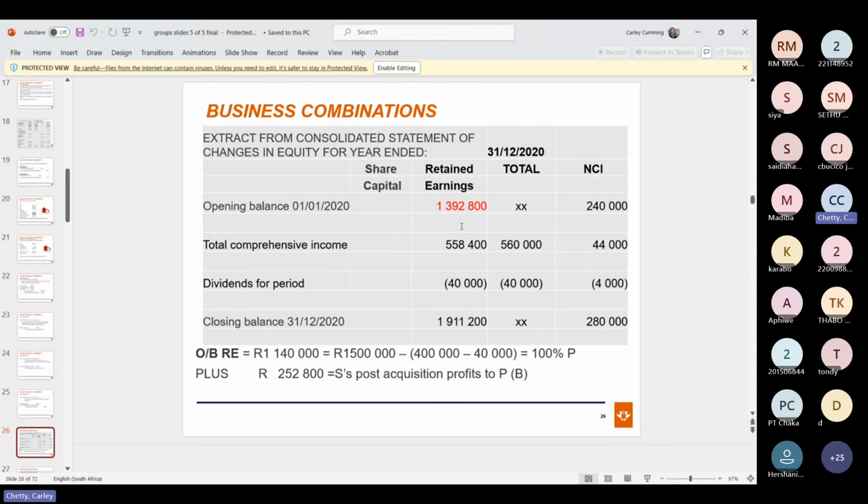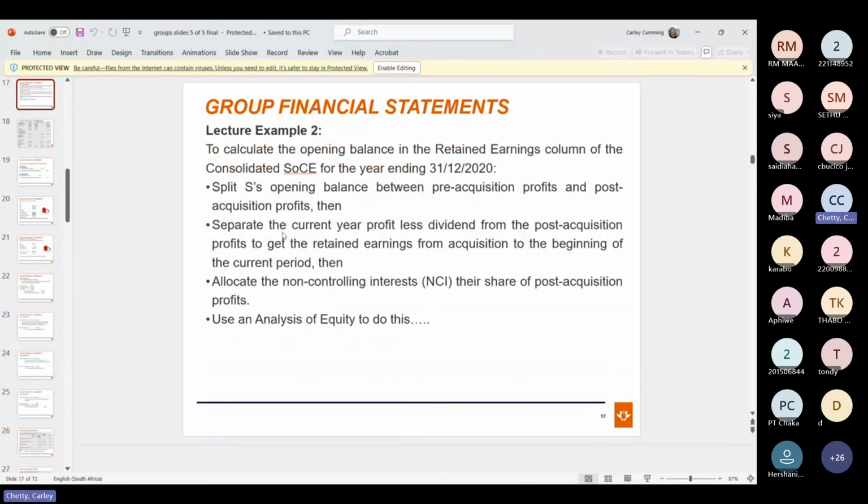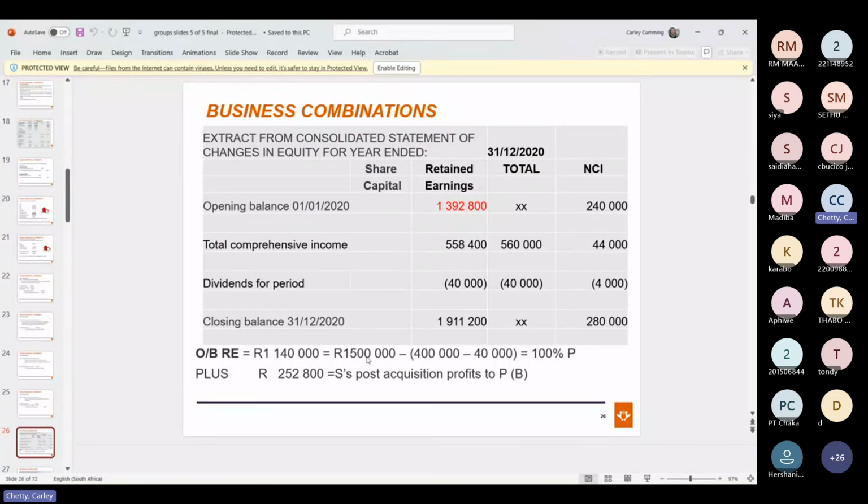Let's have a look at the opening balance on retained earnings. We need to take the information in the question and calculate the opening balance. First, we're going to start with P's closing balance. They told us in the scenario the closing balance of retained earnings for P was 1,500 rand. Remember, we are trying to calculate the opening balance, but we are starting with the closing balance. The closing balance of P's retained earnings in their separate company was 1,500. And then in order to get to the opening balance for P, they're going to take out the current year profit for P and the dividends of P.